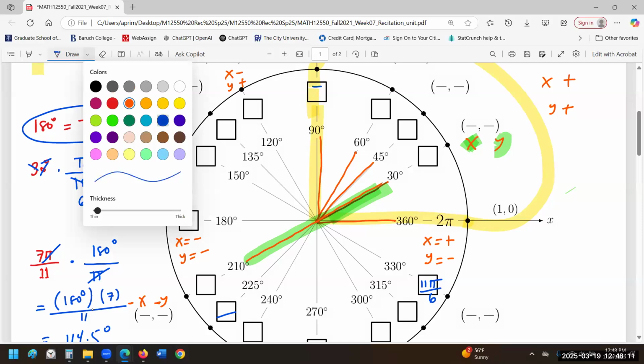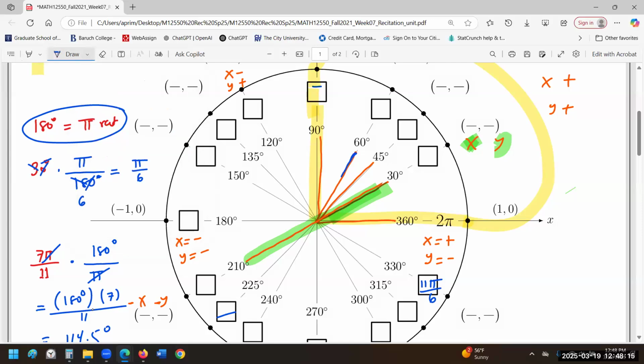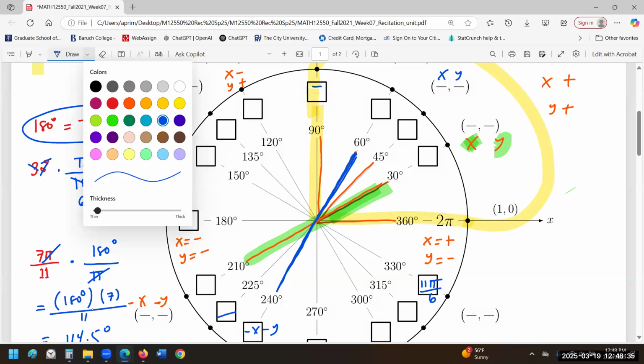Similarly, let's say a 60 degree. Whatever you have for 60 degree, you have the exact same thing for 240 degree because they go on a straight line. So in here, we have positive x, positive y. Here, you're going to have negative x, negative y. The same numbers, just a different sign. This is how quadrant 1 and quadrant 3 are connected.